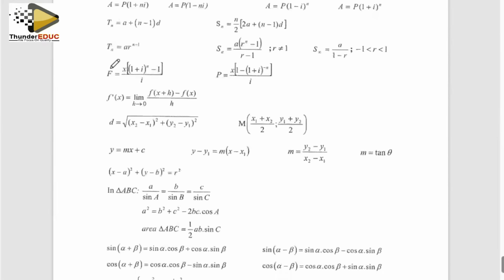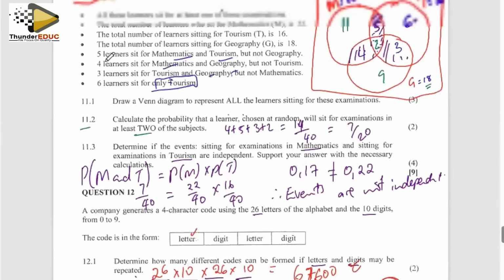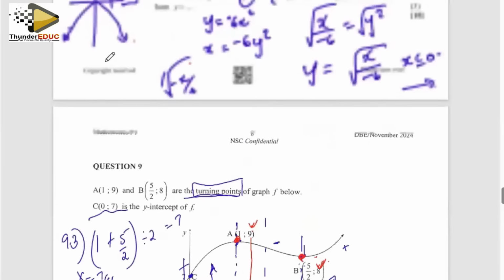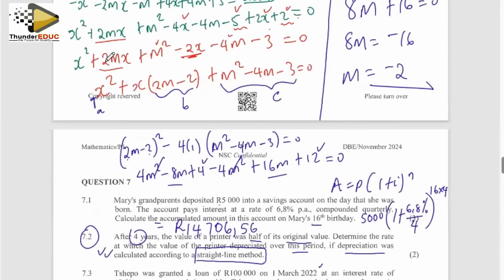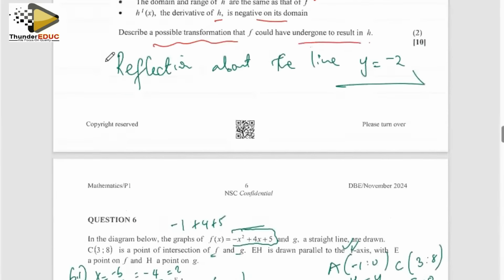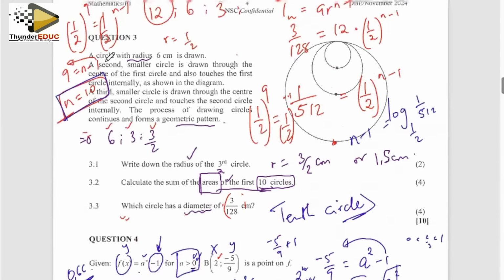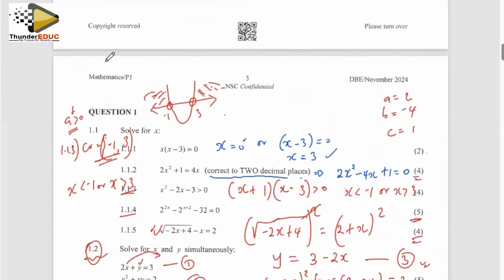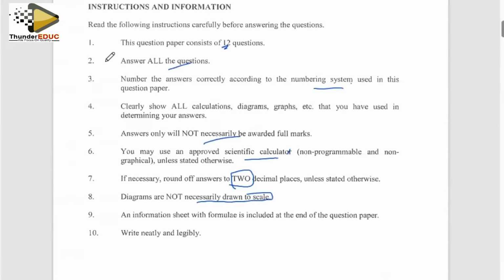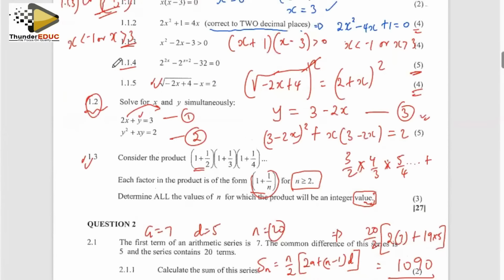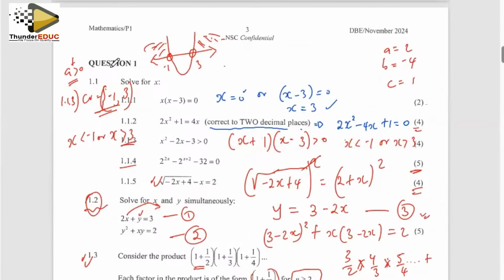So guys, that brings us to the end of this paper. Remember, this is just the proposed memorandum. The actual memorandum is going to come out maybe June next year, okay, to be official. So if there are any issues, please feel free to slot them under the comment section.